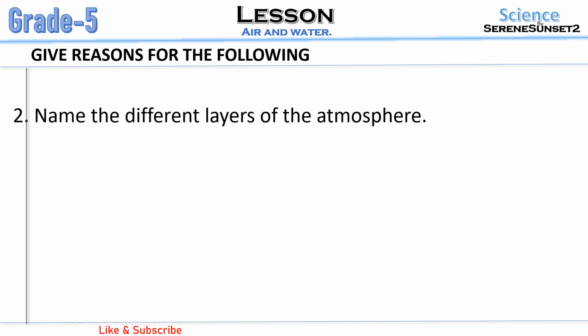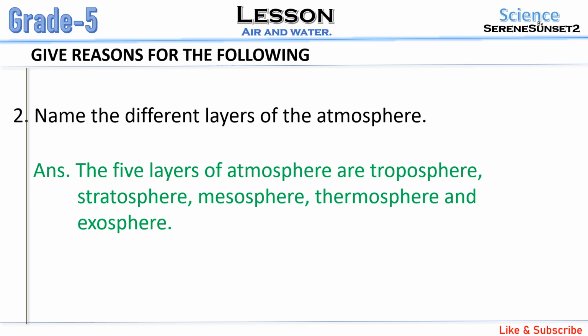Name the different layers of the atmosphere. We should name the different layers of the atmosphere. How many layers are there? Let's have a look at the answer. There are 5 layers of the atmosphere. They are the troposphere, stratosphere, mesosphere, thermosphere, and exosphere.